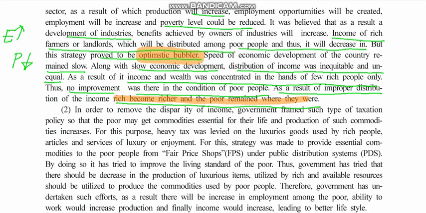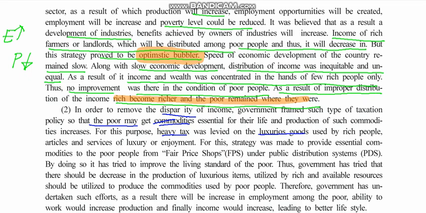Second, in order to remove the disparity, meaning the difference of income, the government frames taxation policies so that the poor may get commodities essential for life and production of such commodities increases. The government made some changes in economic policy in such a way that essential commodities were almost free for the poor people, right? For this purpose, heavy taxes were laid on luxury goods. See, what did the government do? Heavy taxes on luxurious goods, meaning goods used by the rich people. They were taxed heavily, and so were services of luxury or enjoyment.